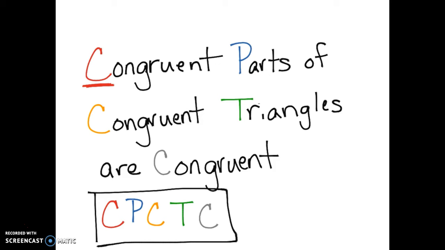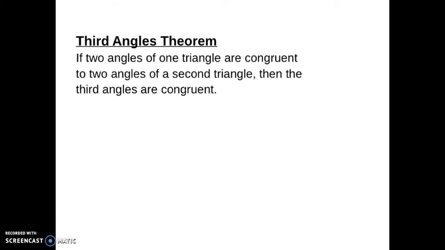So it'll only really show up if you're asked to justify your steps or if you have to work out a proof. Remember, I told you proofs aren't going away. They just slow down a little bit. Our last piece of information is called the third angles theorem, which says that if you have two angles of one triangle and they're congruent to two angles of another triangle, then their third angles have to be congruent.